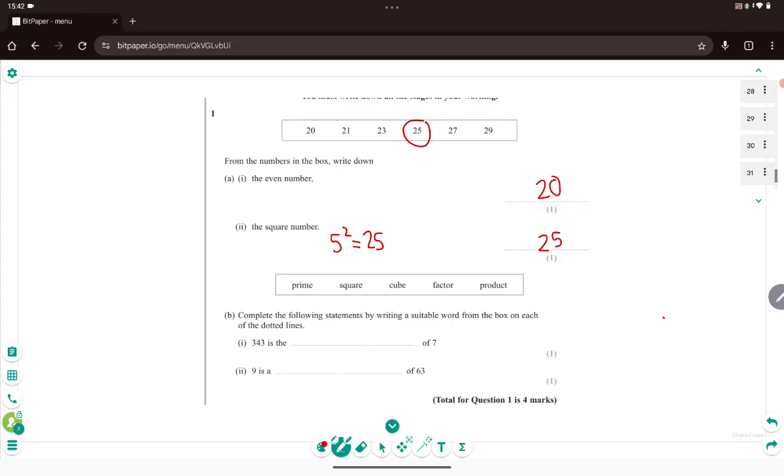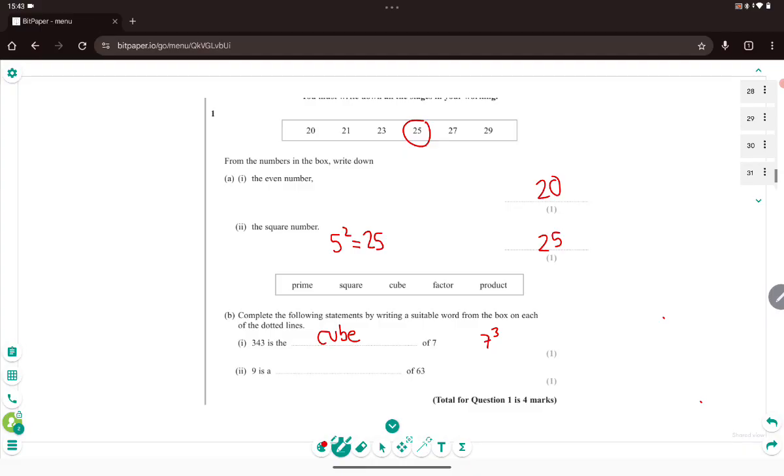Complete the following statements by writing a suitable word from the box in each of the dotted lines. 343 is the something of 7. Right, I wonder if it's the cube of 7. Let's work out 7 cubed, shall we? The prime of 7 doesn't make sense. The square of 7, well, I know it's not the square of 7 because 7 times 7 is 49. Right, let's work out 7 times 7 times 7. Yes, it's 343. So it's the cube.